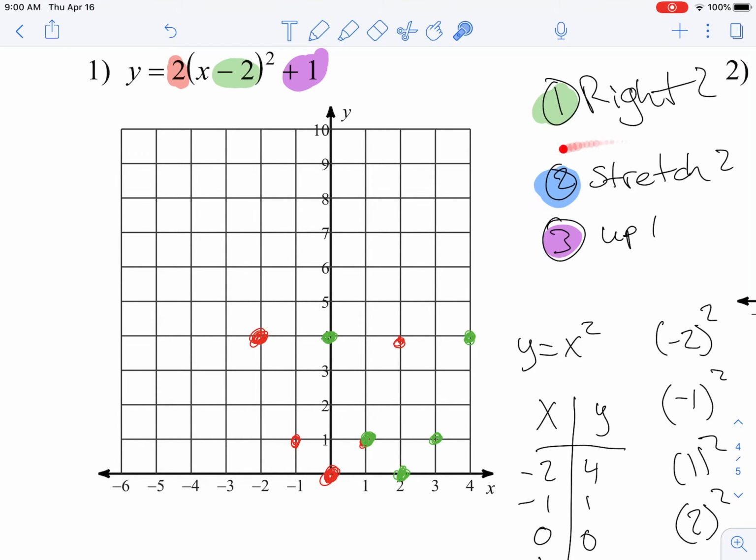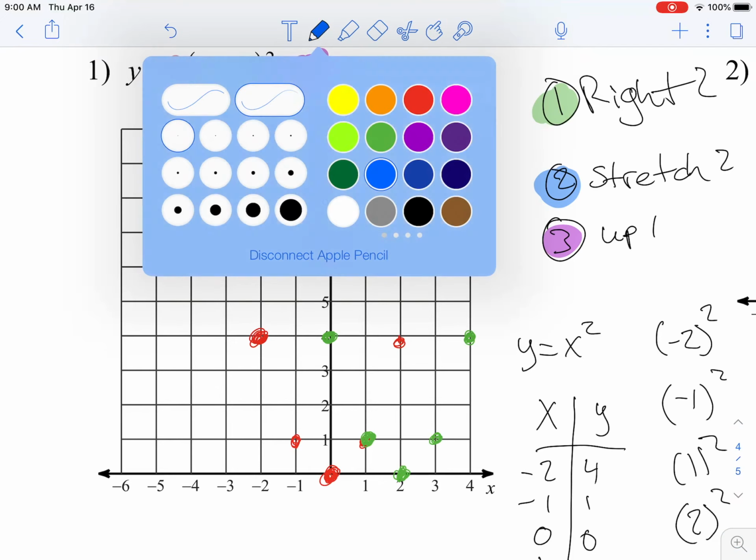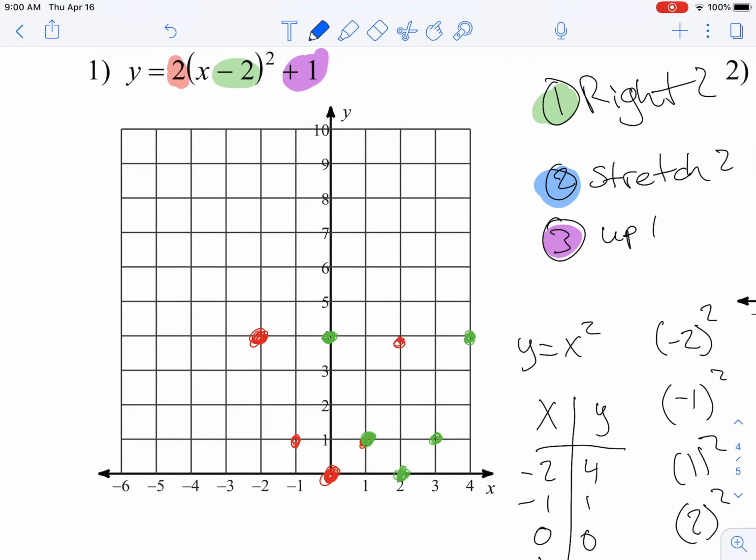So for a stretch of 2, I'm going to do that in blue. I'm taking the y value. So the y coordinate for this green point right here is 4. A stretch of 2 means I'm going to multiply that y coordinate by 2. So 4 times 2 is 8. So my new point is all the way up at 8.